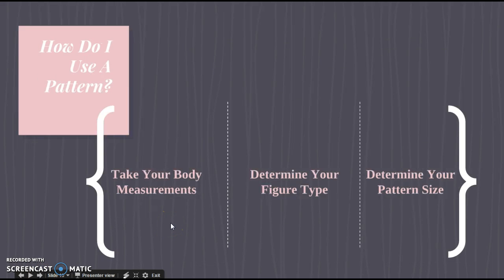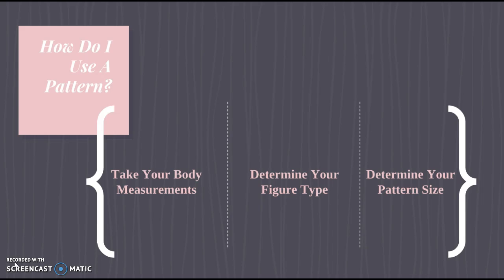So first you need to take your body measurements, and there's a great little tutorial on taking your body measurements in the content. I strongly suggest you scroll down to the heading, how do I use a pattern, and look at that. After, you need to figure out your figure type. Your figure type uses a bunch of different numbers: your height, your center back waist length, and your body proportions. Body measurement charts are usually on the pattern envelope.